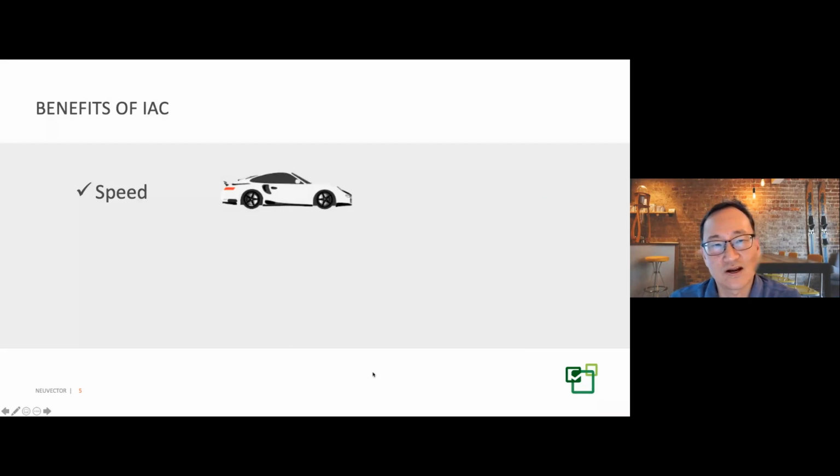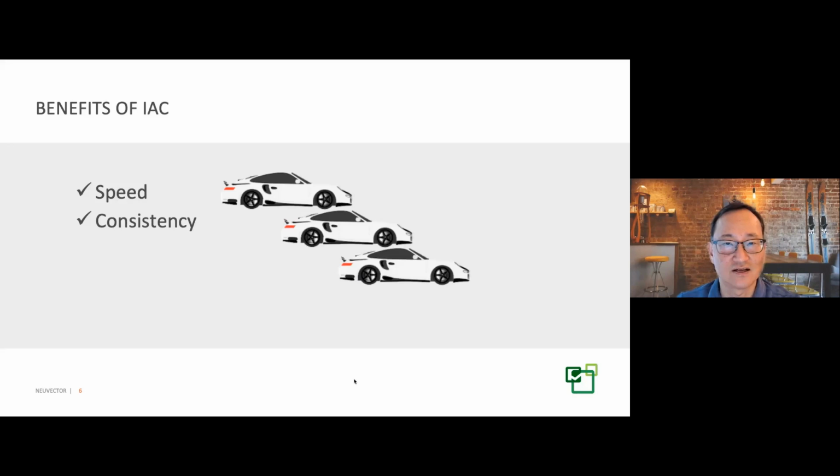Now, what are the benefits of infrastructure as code? Well, as we talked about, one of the major drivers is automation. So speed, the ability to quickly get new resources up, or to extend existing resources, or even to change the configuration of existing resources. Another major benefit is consistency.